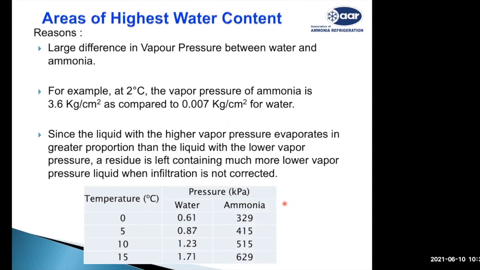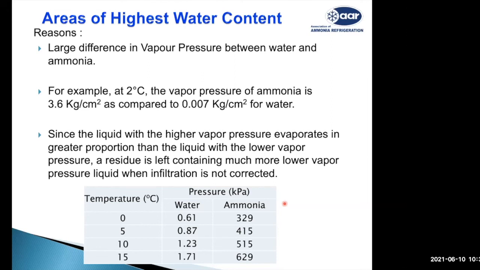Let's see why it happens like that. Why does water get accumulated on the low temperature, low pressure side? The main reason is the vapor pressure difference between water and ammonia. For example, at 2 degrees centigrade, the vapor pressure of ammonia is 3.6 kg per square centimeter, whereas that of water is 0.007 kg per square centimeter. You can see how huge the difference is between the vapor pressure of ammonia and water.